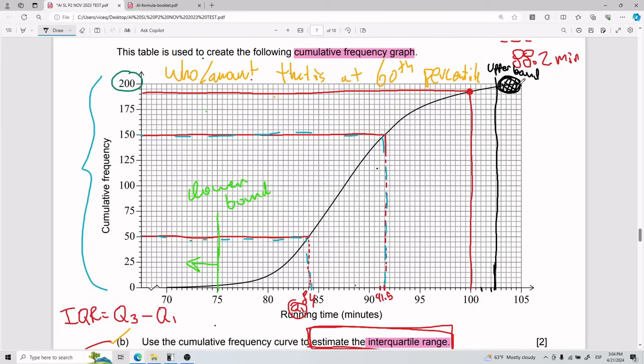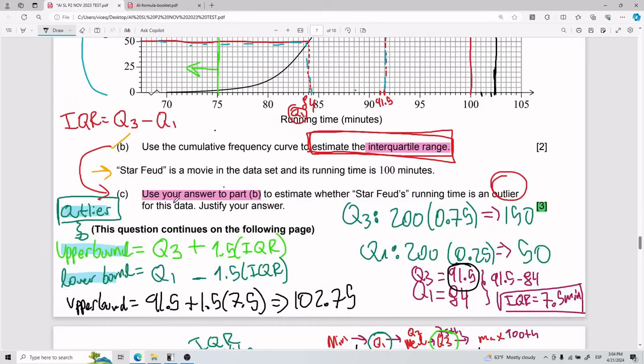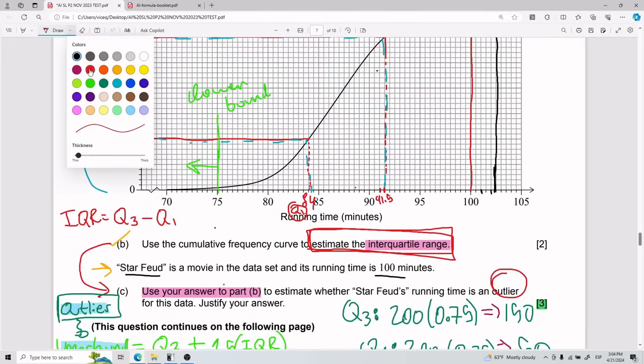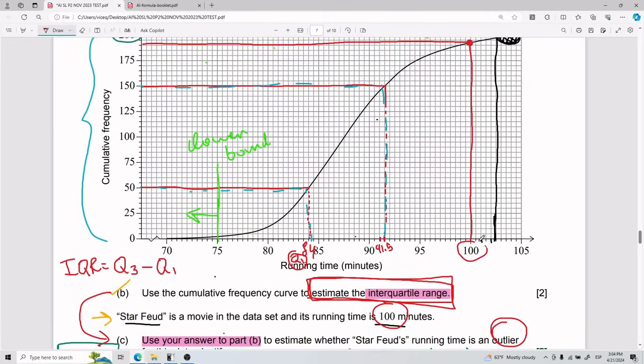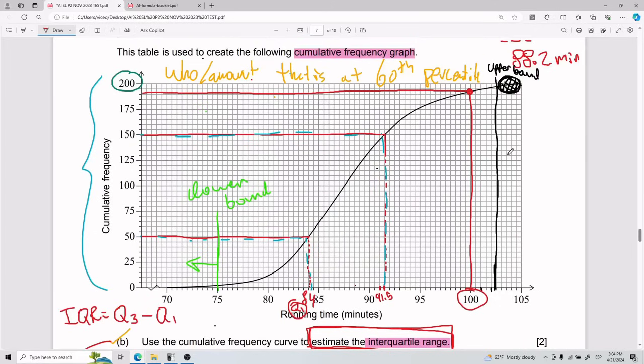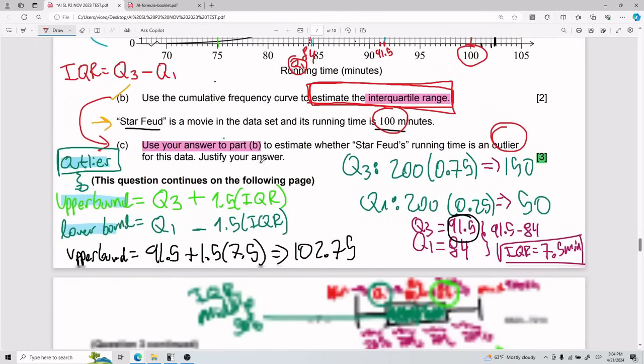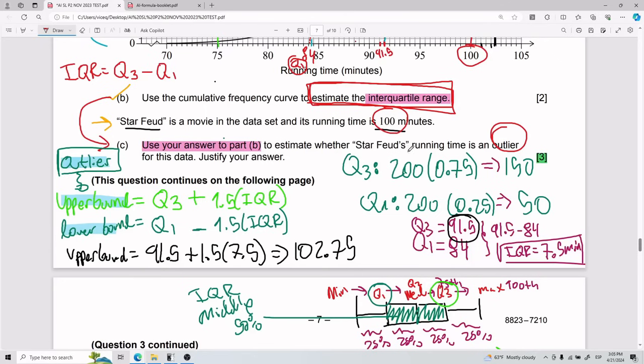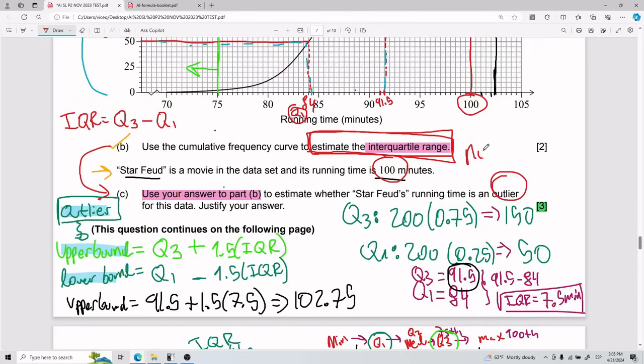But the movie at hand, Star Feud, is 100 minutes. And 100 minutes, we put it in red earlier. It's this guy here. 100 minutes is to the left of the upper bound. So you would say, estimate whether it's an outlier: no, not an outlier.